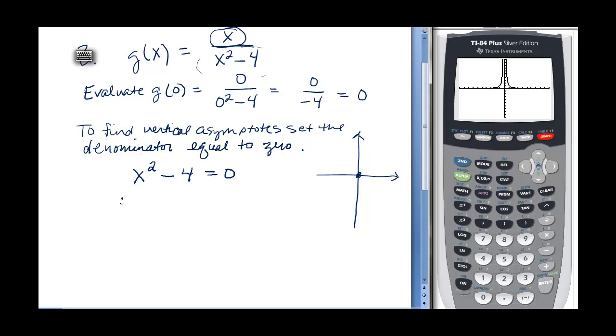To solve this, I would need to factor, and then I would say x plus 2 and x minus 2, set each one of these factors equal to 0, and solve for x. So I'm going to have x is equal to negative 2 and x is equal to 2. So now I know that at negative 2 and at 2, I am going to have vertical asymptotes. And I'll sketch that in here.